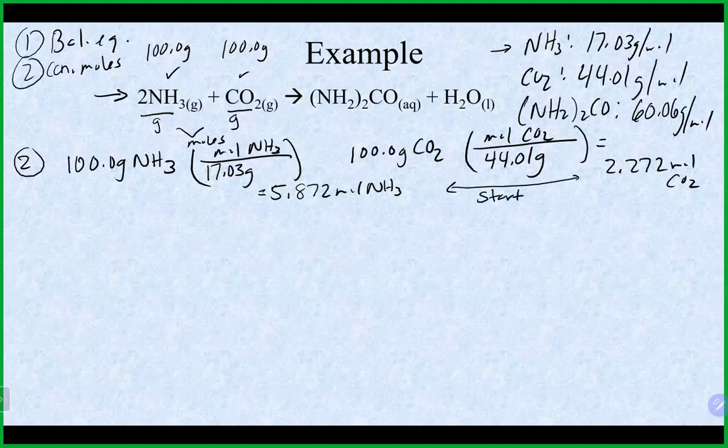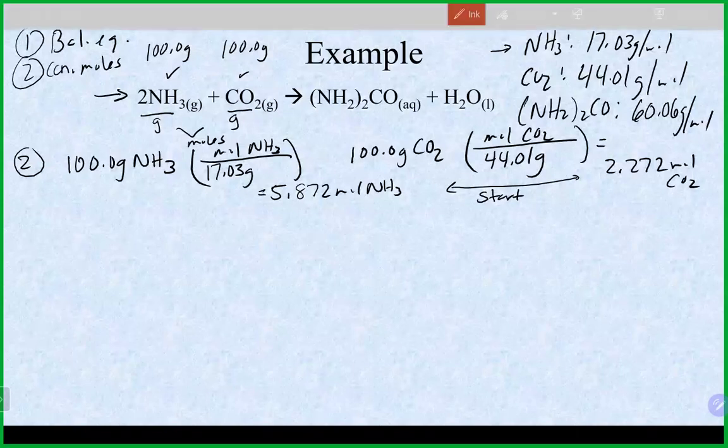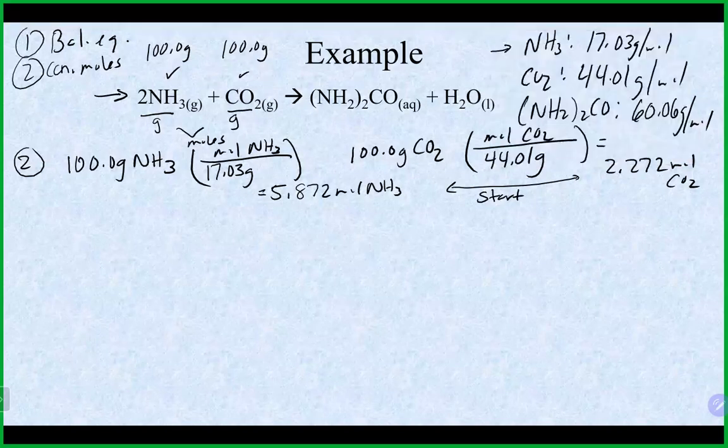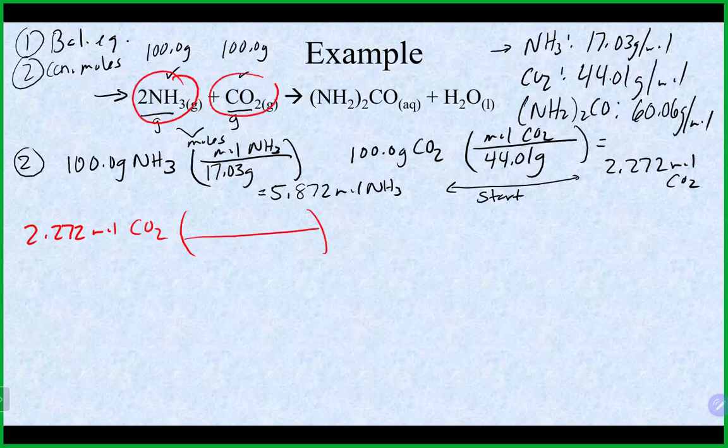Now remember, because this is a limiting reagent problem, we do have to do the calculation to figure out which one's the limiting reagent. So you could choose either reactant. It does not matter which one you choose. I'm going to choose my CO2 and figure out how much NH3 I need to use it up. So I'm going to start with my 2.272 moles of CO2. I'm going to do just a really quick calculation between these two.